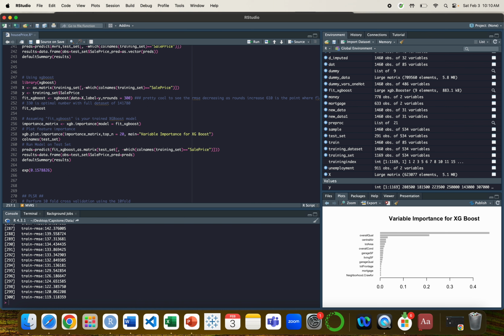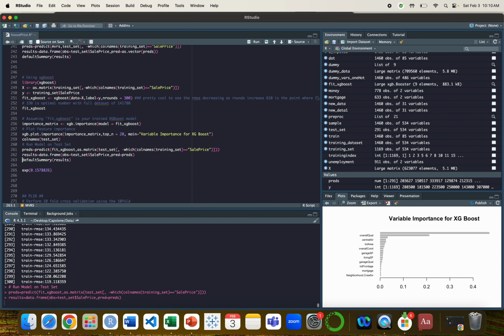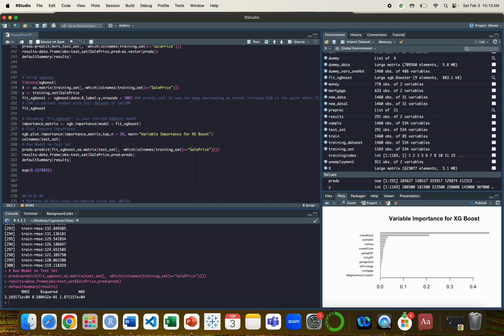So we're not too worried about importance variables for this, so we just run the prediction. So here we are, we predict. Now we get results, default summary, X. So go over 4 decimal places. So 1, 2, 3, 4. Prediction error, about $31,000.